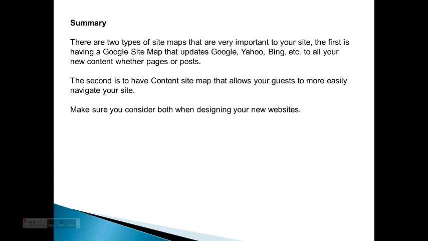In summary, there are two types of sitemaps that are very important to your site. The first is having a Google sitemap that updates Google, Yahoo, and Bing to all your new content when the pages are posted. The second is to have a content sitemap that allows your guests to more easily navigate your site. So make sure you consider both when designing new websites.